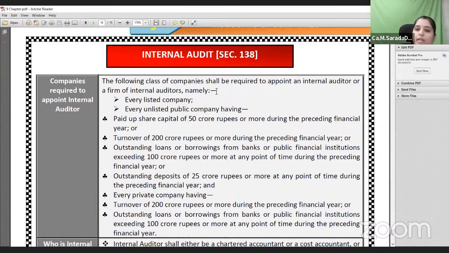Okay, so it is mandatory for the following companies to appoint an internal auditor. Every listed company, for every listed company, it is mandatory. There are no limits.